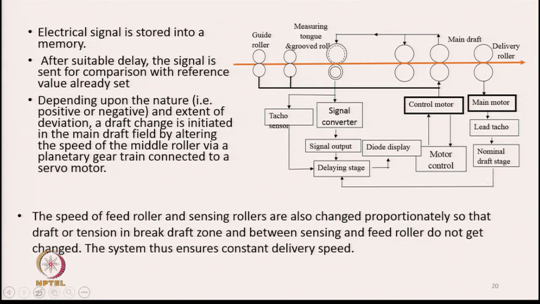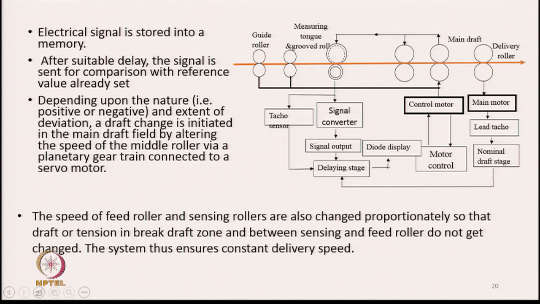The signal is sent for comparison with the reference value already set. Depending upon the nature, positive or negative, of the deviations, we are checking, because we are comparing with the reference signal. That could be a positive deviation, that could be a negative deviation. If the thickness is more, the deviation is going to be positive. If the thickness is less than the reference, then the deviation is going to be negative. And once this deviation goes beyond the tolerance limit, we have to change the draft.